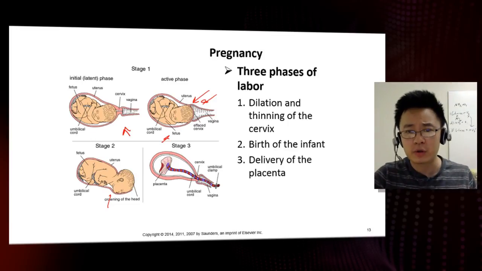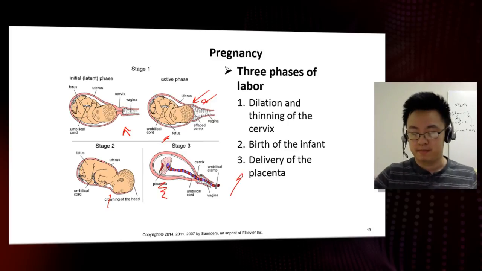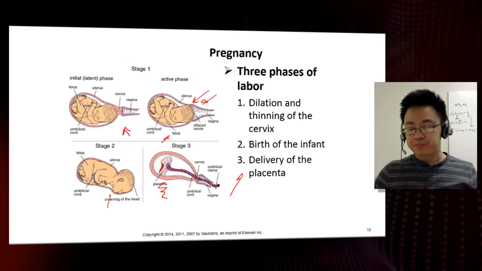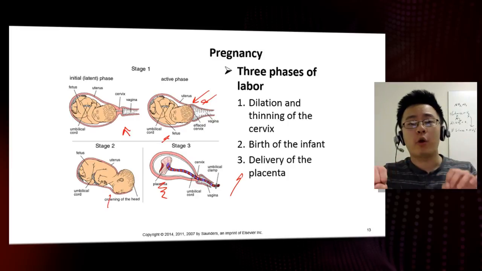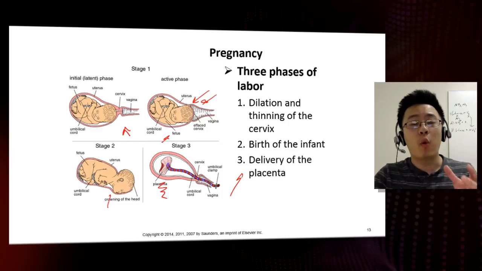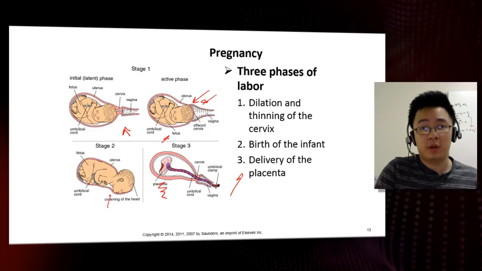And of course, the third stage here is the delivery of the placenta. Just to let you know, when a baby is born, you can see that the umbilical cord and the placenta are still connected to the baby. It's always said that while the umbilical cord is still there, and if it's not tied up yet, to keep the baby level with the placenta.